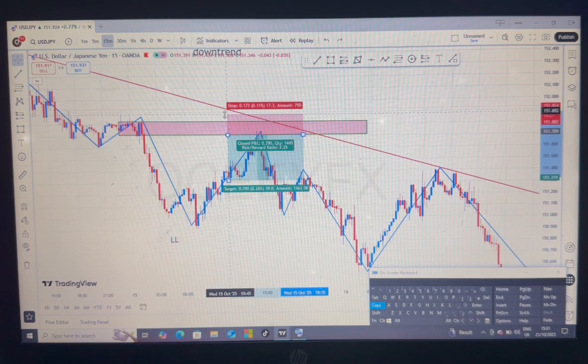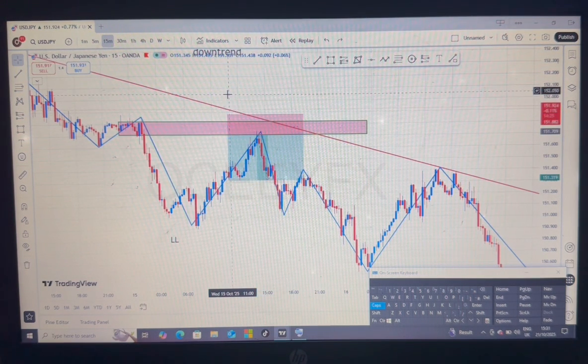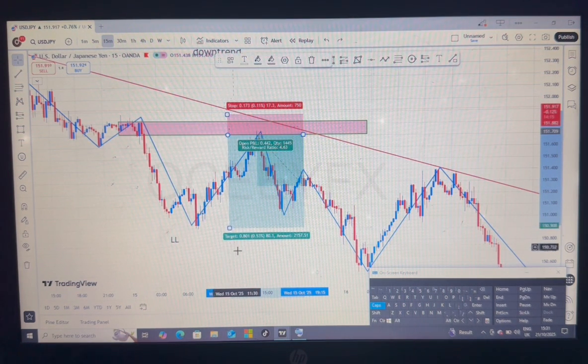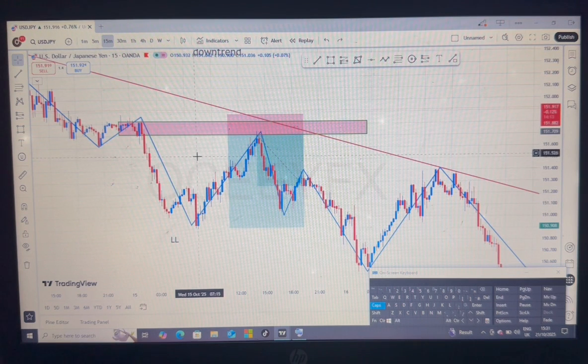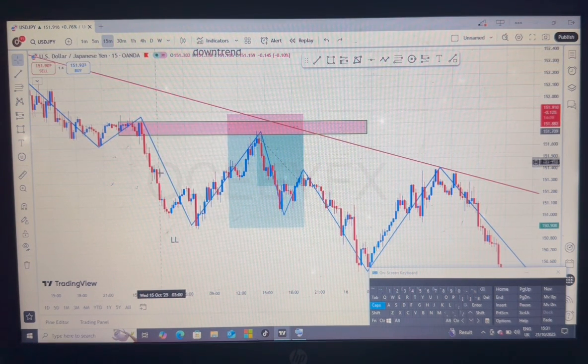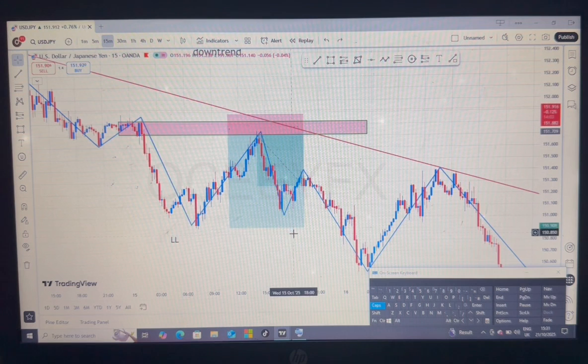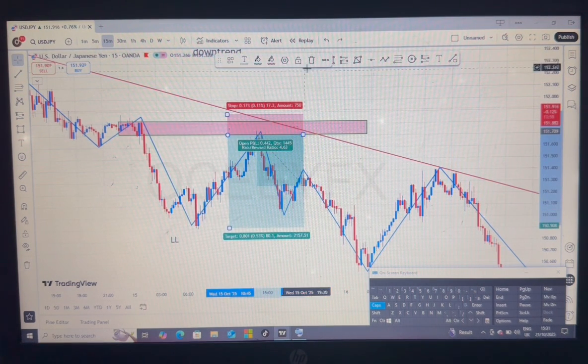You match it with the wick here, because you have to allow your trade to breathe. Then you align your take profit with the previous lower low, which is here. So when price comes back to this supply zone that made a lower low, you should enter the trade. And that's what happened here, and the trade sold down to your take profit. And that's how this trade went.